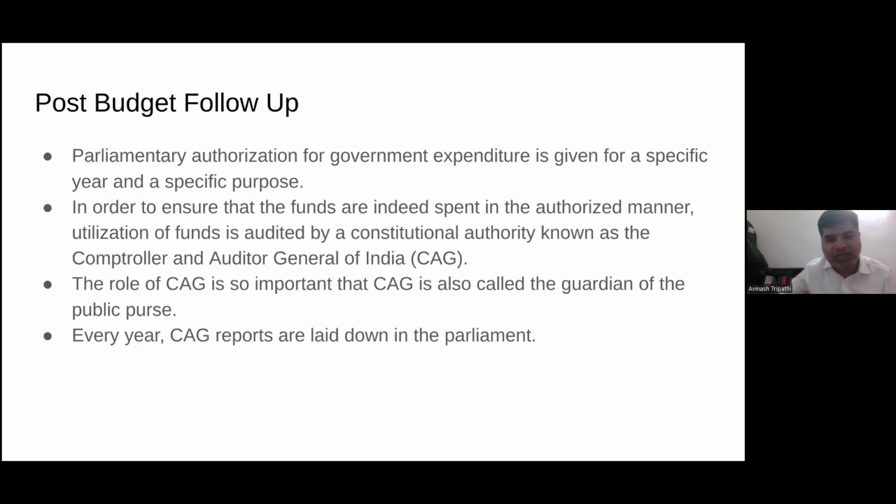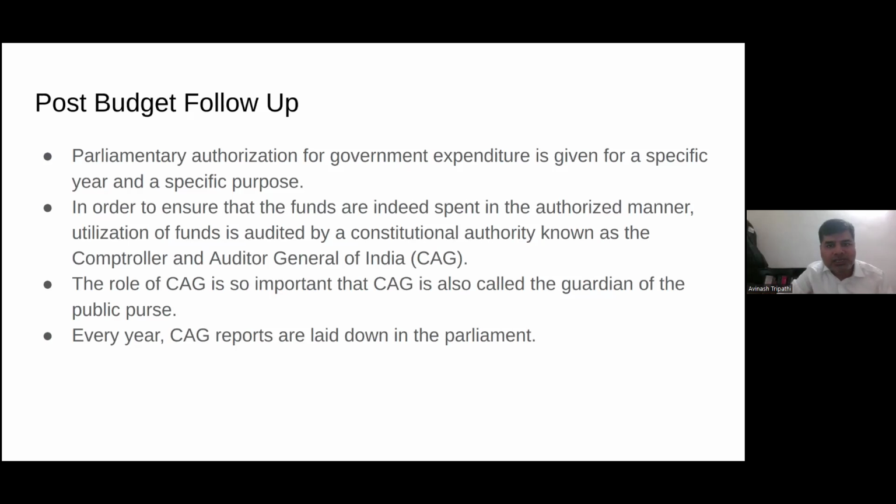and if he finds there was any discrepancy, anything problematic, there is a CAG report that is presented annually to the Parliament, and it is the responsibility of the CAG to ensure that the money is actually spent in the way it was authorized initially. Okay, and because of the enormous role played by the CAG, the Comptroller and Auditor General of India, CAG is known as the guardian of the public purse.